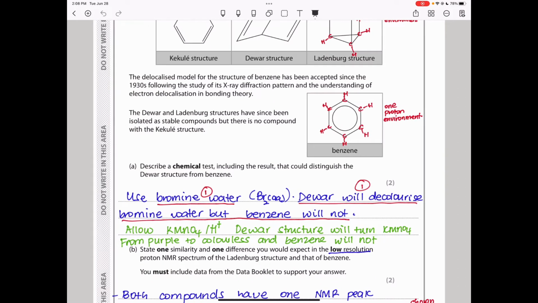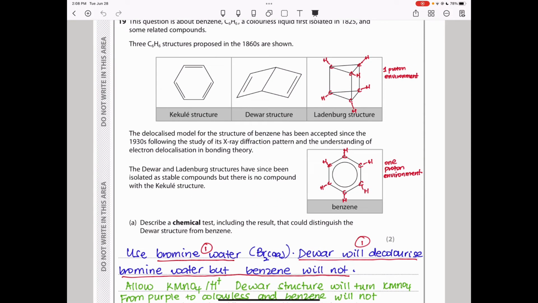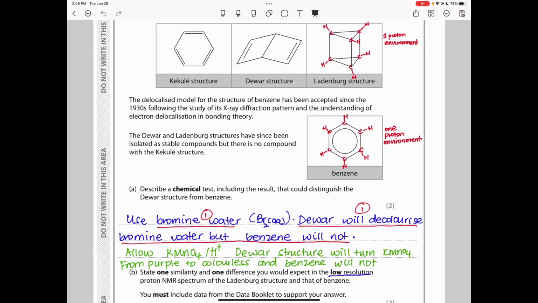Part A says, describe a chemical test including the results that could distinguish the Dewar structure from benzene. So we're going to look at the Dewar structure and benzene. As you can see, in benzene there is delocalization. Actually, the carbon-carbon double bonds are not similar to the alkene carbon-carbon double bonds. So in this case, we expect the Dewar structure to give a positive test with bromine water, while benzene will not give a positive test. So that is the only way we can distinguish the two, based on the carbon-carbon double bond.